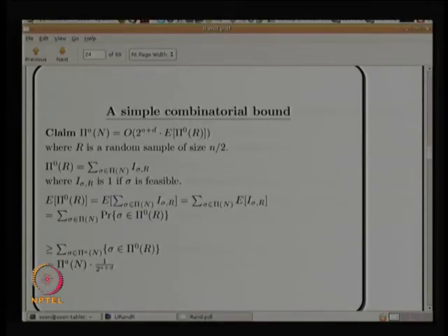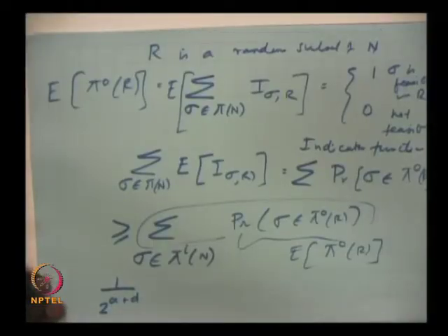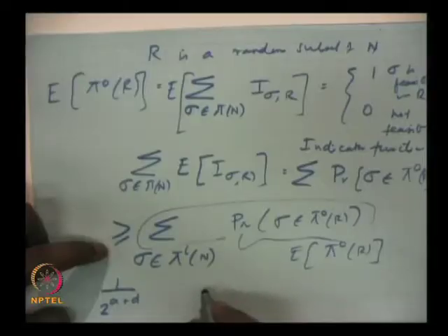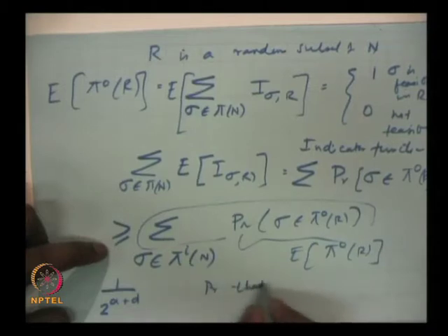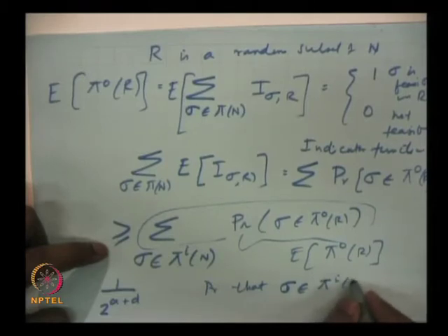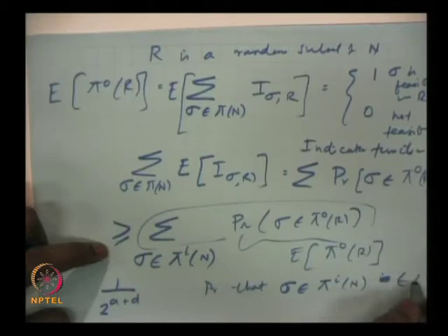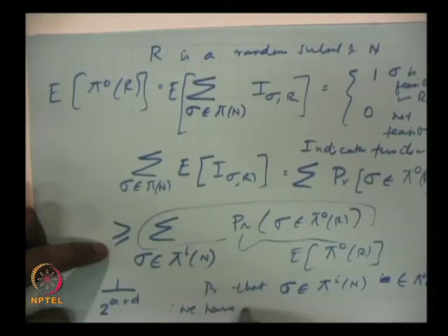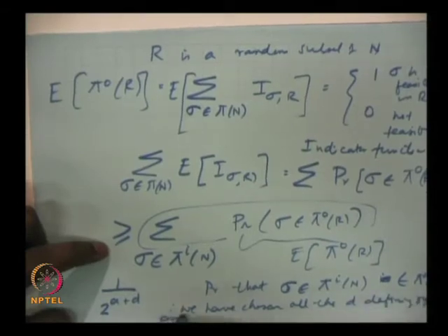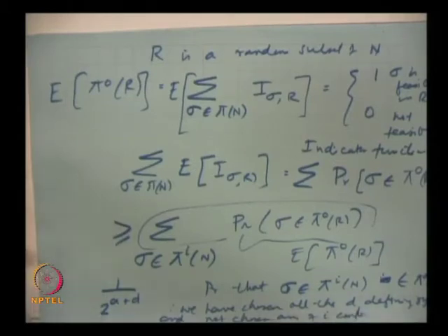So, pi I of n, the right hand side, is greater than or equal to pi I of n times 1 over 2 to the power I plus d. Why did I write this? What is this quantity? Why is this probability 1 over 2 to the power I plus d? Every object is being chosen with probability half. The probability that sigma belongs to pi I of n and belongs to pi 0 of R means that we have chosen all the d defining objects, and not chosen any of the I conflicting objects. Therefore, that probability is 1 over 2 to the power I plus d.